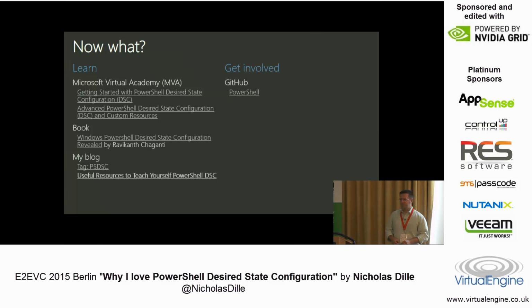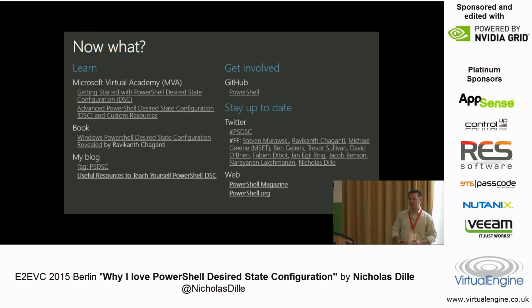Get involved. If you find any bugs in resources that are provided by Microsoft, just go out to GitHub, fork, make a pull request with the changes, and Microsoft will incorporate that in new versions of the resources. And of course, Twitter. There's a lot happening on Twitter. I just did a Follow Friday on Sunday, so there are some people that may be of help for you. And of course, the web.